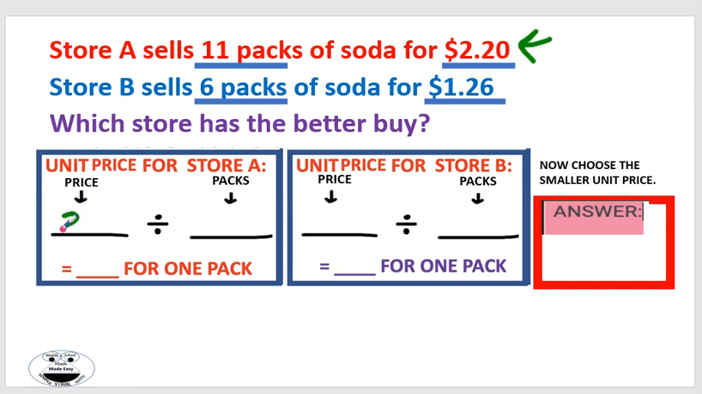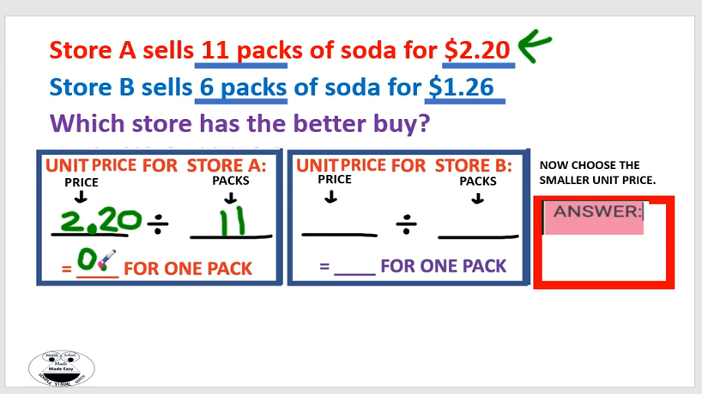So there are visuals here, but eventually when you do this many times, you should remember that price goes first when I'm finding unit price. And then we divide by the number here, the packs, which is 11. And then we can divide, whether you're dividing that using long division or on the calculator, you're going to get 0.2.